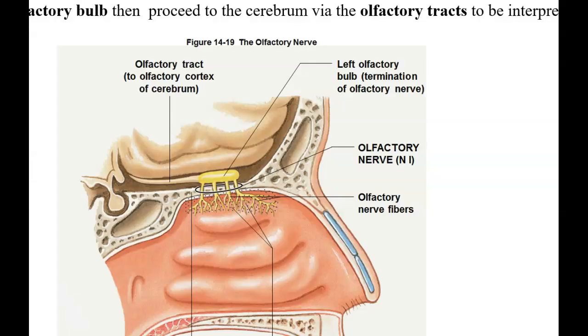So here's cranial nerve number 1, the olfactory nerve. This is a sensory nerve. It carries sensory fibers for the sense of smell. You can see here the olfactory nerve fibers in yellow.